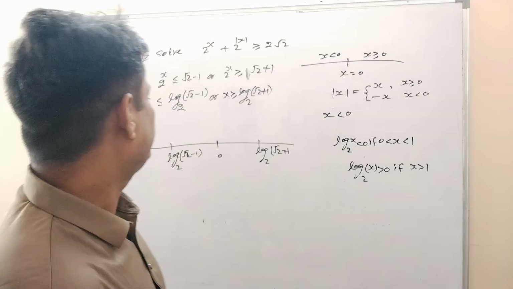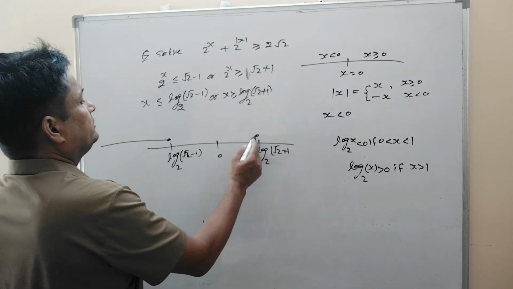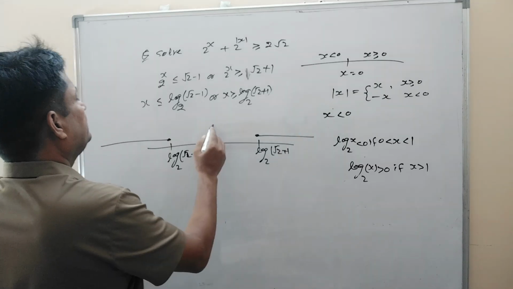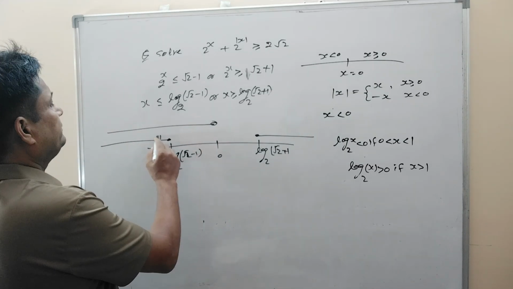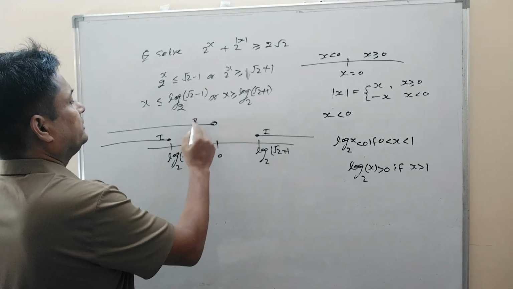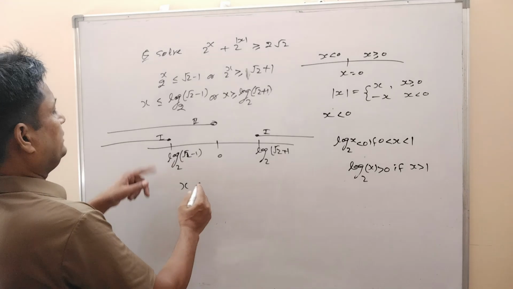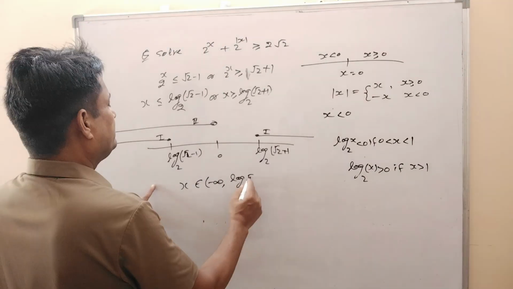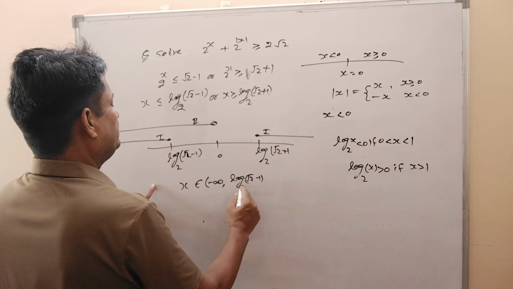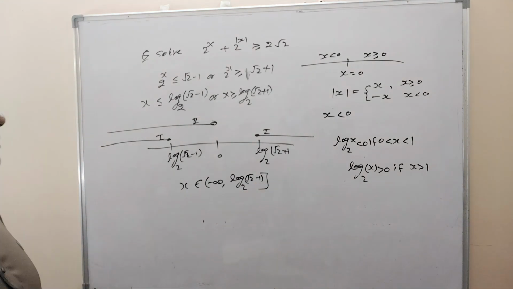We'll discuss this one. So this is less than or equal to 0. This is this one, and this is less than 0. So if you take the intersection, this is, let's say, the first one, and this is the second one. If you take the intersection, the answer will be minus infinity to log of root 2 minus 1 base 2.